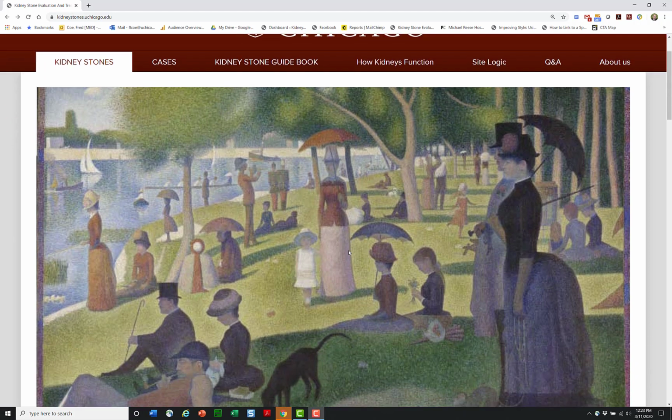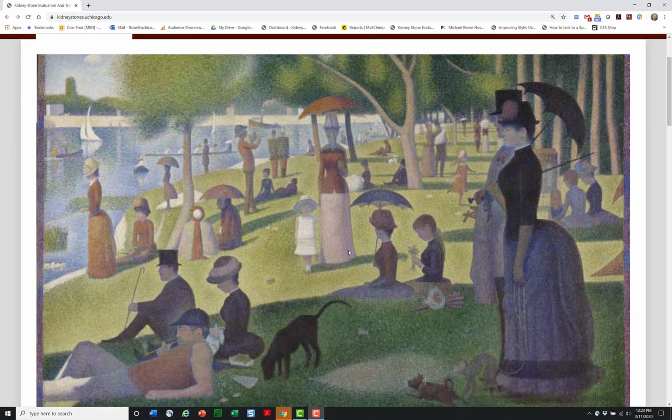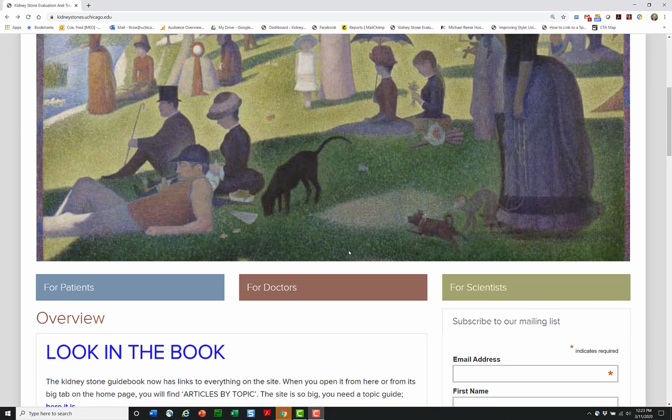The beautiful picture on the front, Sunday Afternoon at the Grande Jatte, is Parisian, but the painting hangs here in Chicago in the Art Institute. My site is very large. There are well over 100 articles, and they're long. So to find your way around isn't so simple.